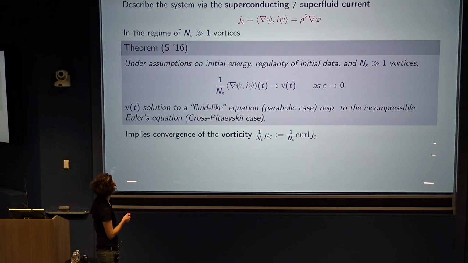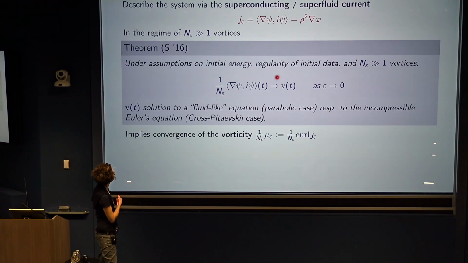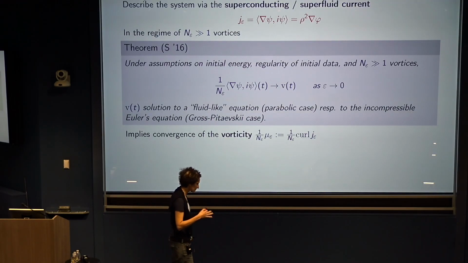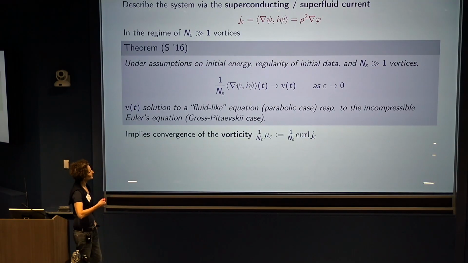What you want to do is describe the system via the supercurrent, or superconducting or superfluid current. So it's called a supercurrent. It's the inner product in complex numbers of grad psi with i psi, which in polar form is rho squared grad phi. And I'm writing a simplified version of the theorem, but you have to have assumptions on the initial energy, that there's no excess of energy, that the limit of the initial data is nice, and the number of vortices, as I said, is going to blow up as epsilon goes to 0.